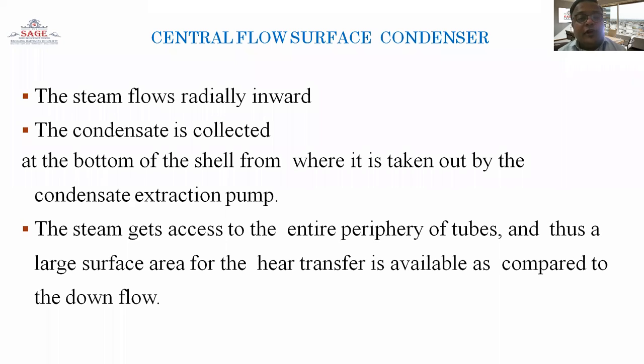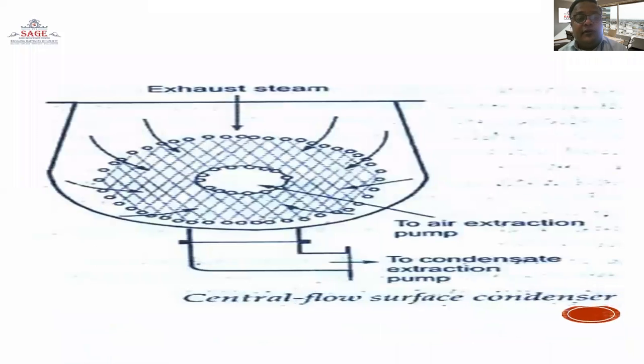तो downflow के comparison में थोड़ा सा central flow type का surface condenser अच्छा माना जाता है क्योंकि इसमें steam जो है readily inward आती है, condensate को proper तरीके से collect किया जाता है self से, और steam जो है यदि excess में हो रही तो entire periphery of tubes में surroundings में flow होती है, and thus a large surface area for the heat transfer is available.